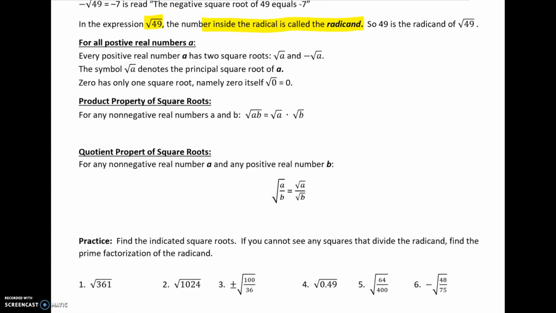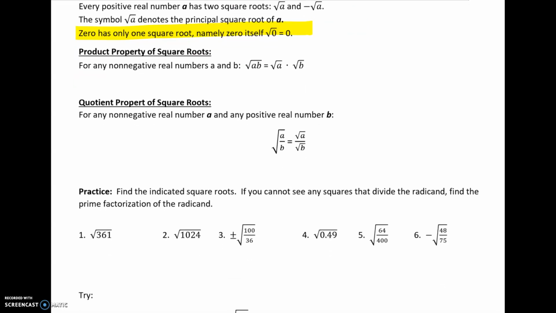There's a couple properties here that they're just reminding us of that helps us when we simplify. Every positive real number a has 2 square roots. Okay, the square root of a and the negative square root of a. The symbol, the square root of a, denotes the principal square root of a. 0 has only 1 square root, namely itself. The square root of 0 is 0. There's not a positive and negative square root of 0.